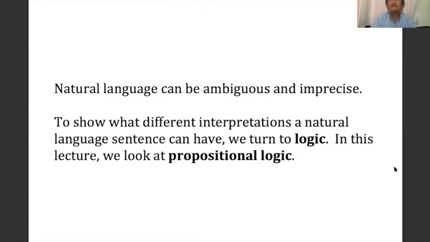What we do to help clarify what we're asking is to give interpretations in a language that's not ambiguous and that's very precise. And we're going to use those interpretations to ask whether we can do what we want to with meaning. We can describe the meanings we want to describe by making use of those logical interpretations. Okay, so to show what different interpretations a natural language sentence can have, we're going to look first at propositional logic.